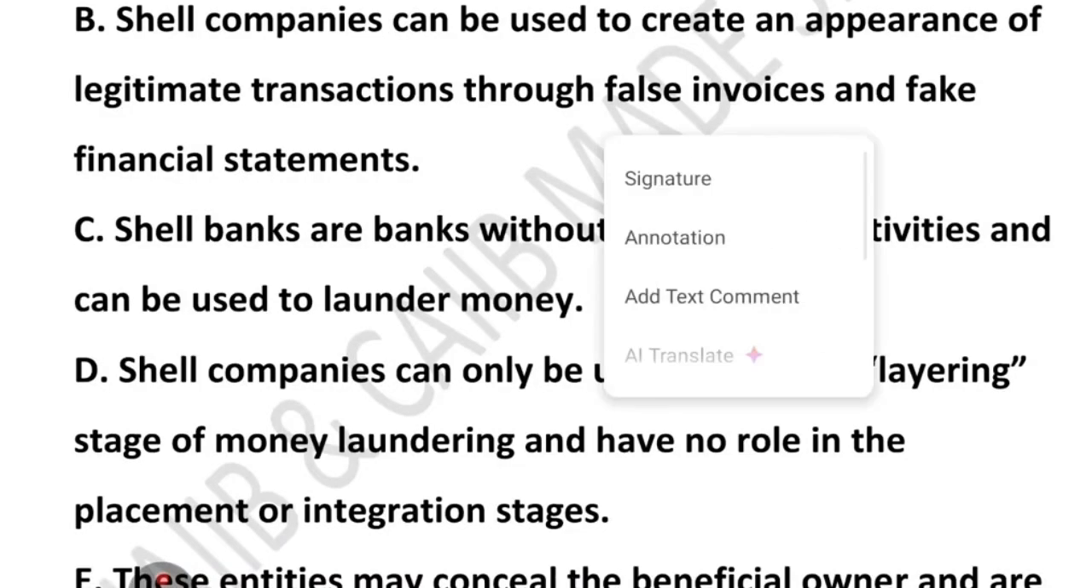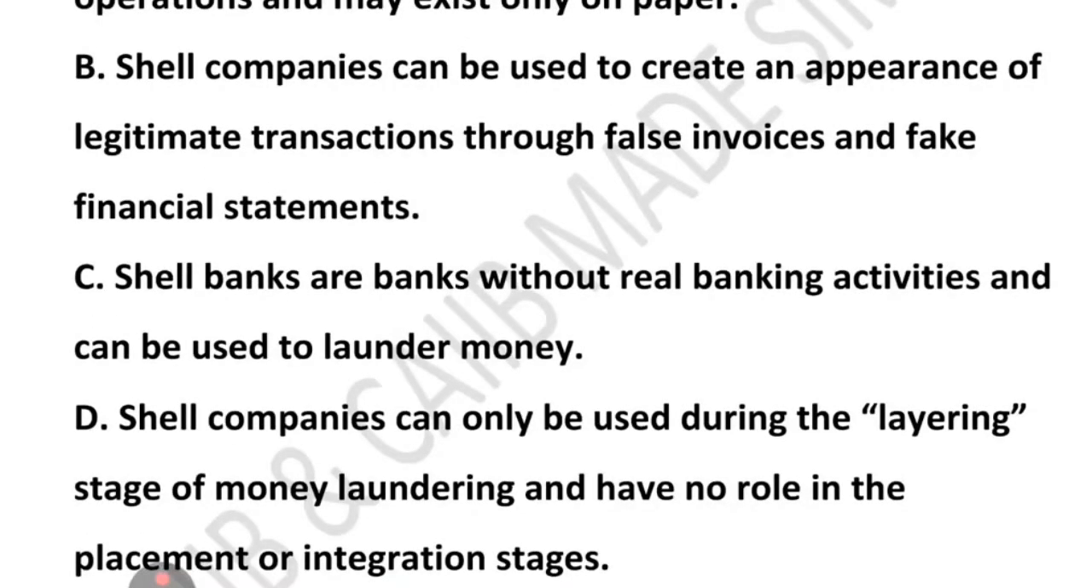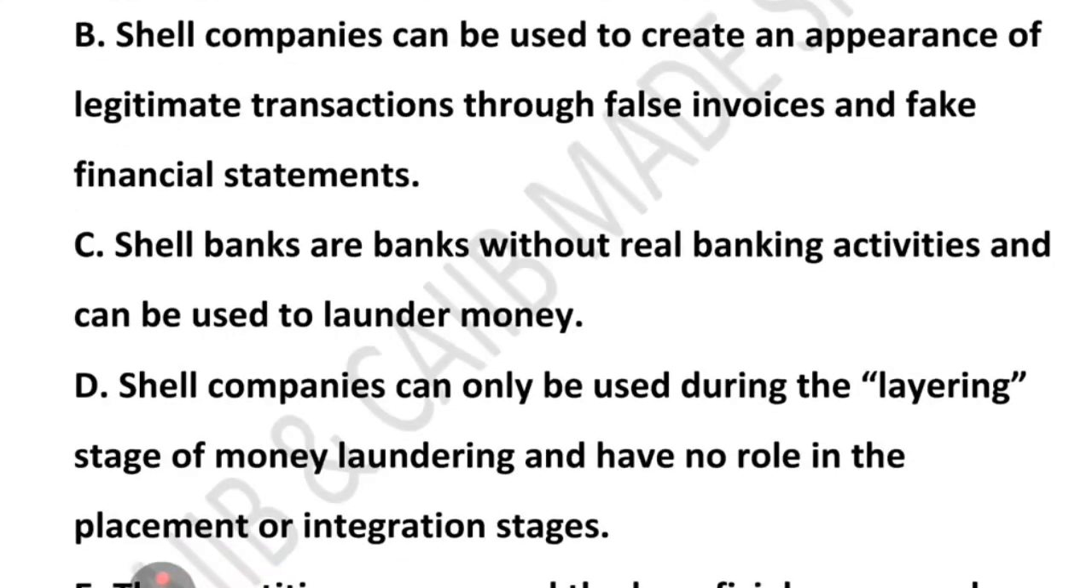So what about option D? Shell companies can only be used during the layering stage of money laundering and have no role in the placement or integration stage. Is it correct? No, this is the incorrect option. Why is this wrong? Because shell companies work in all the 3 stages of money laundering. The first stage is called placement, where they deposit dirty cash into the fake business account. Second stage is the layering, where they move money through fake transactions. Third step is the integration, where they invest clean money in real estate or stocks. Like saying a Swiss army knife only opens bottles. No, it does way more.